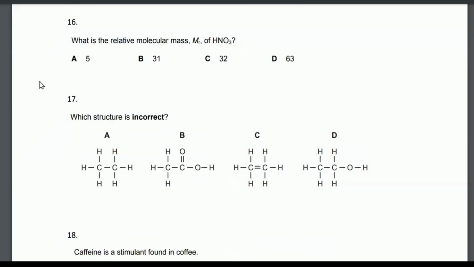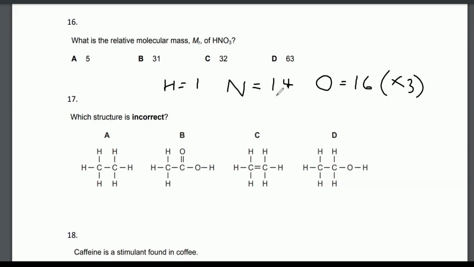Okay, 16. What's the relative formula mass, or the Mr, of HNO3? Let's remember that H is 1, N is 14, and O is 16 in terms of their Ar. So I need to do 1 plus 14 plus 16 times 3. So that's 1 plus 14 is 15, plus 48 is 63.